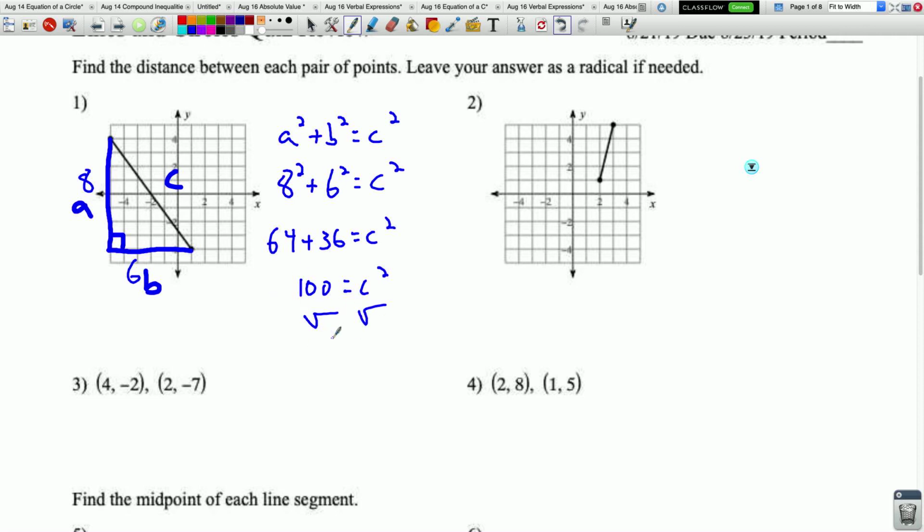The square root of 100 is a nice even 10. So we'll simplify that to just be 10 and put a box around our answer. It's 10 units long. We don't know what sort of units there are here. It's just 10 units long.